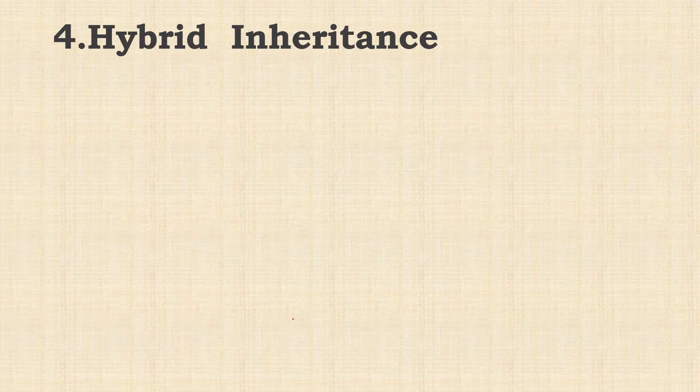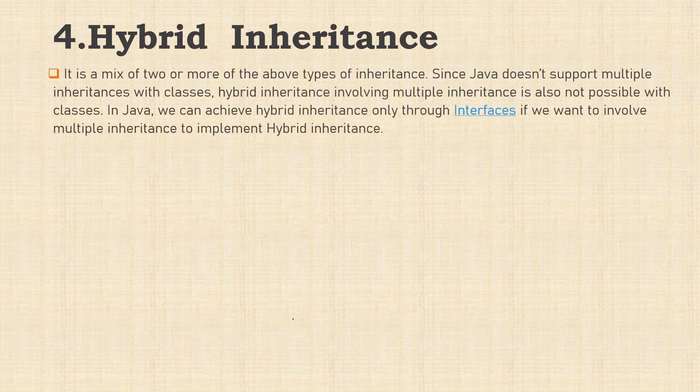Next, hybrid inheritance. The fifth type will be hybrid inheritance. It is a mix of two or more of the above types of inheritance, a mix of single, hierarchical, or multiple inheritance. Since Java does not support multiple inheritance with classes, hybrid inheritance involving multiple inheritance is also not possible with classes. So we can achieve it only through interfaces.